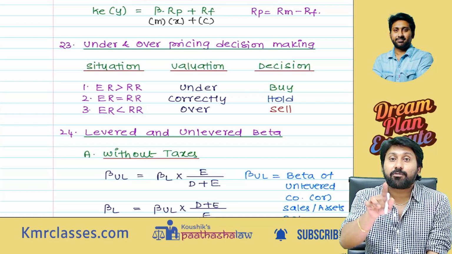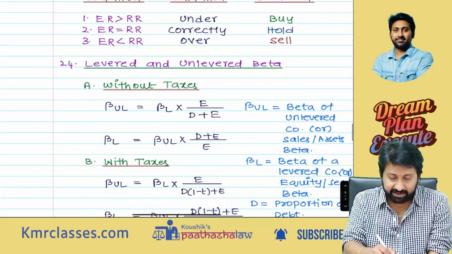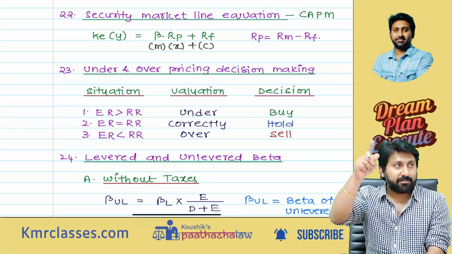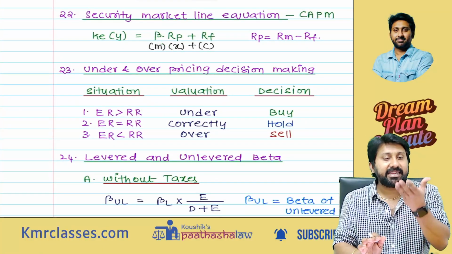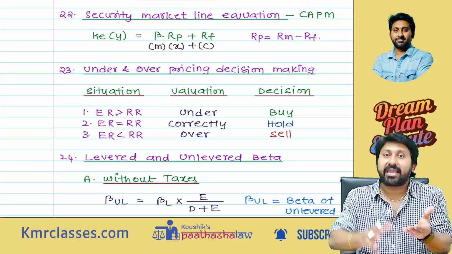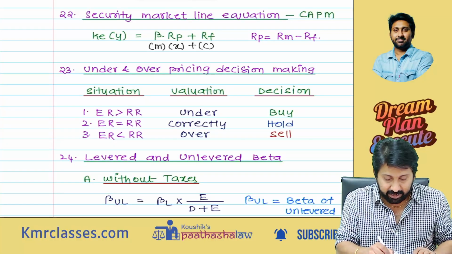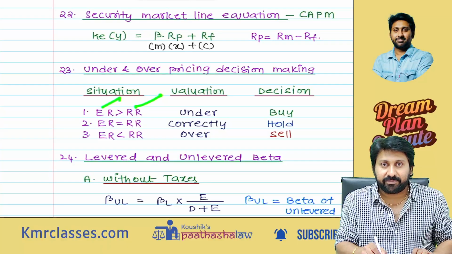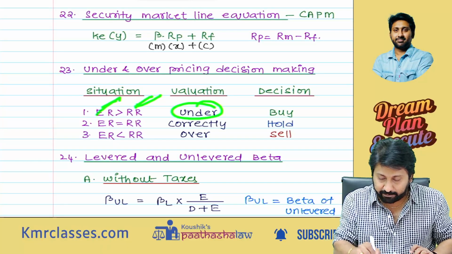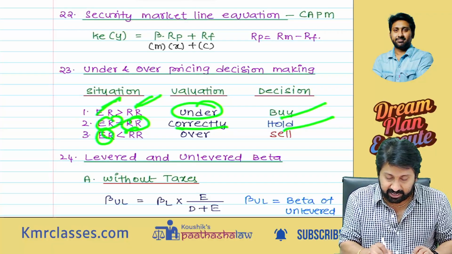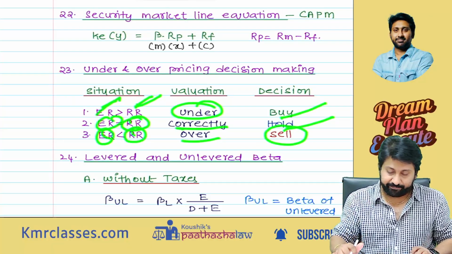Okay, KE equals D1 by P0 plus G. Like that they will calculate. RR means they will calculate using RF plus beta into (R minus RF), simply CAPM. KE as per the dividends is D1 by P0. Compare both of them. If ER is greater than RR, underpriced, buy. If ER equals RR, correctly priced, hold. ER less than RR, overpriced, sell.